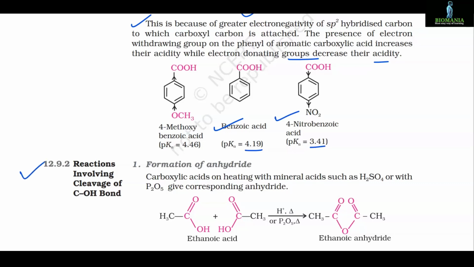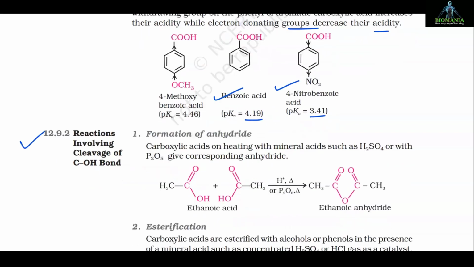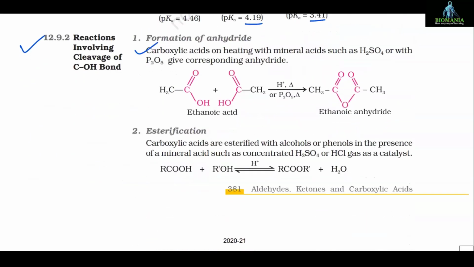Now 12.9.2, reactions involving cleavage of C-OH bond. Formation of anhydride. Carboxylic acids on heating with mineral acids such as H2SO4 or with P2O5 give the corresponding anhydride. Ethanoic acid is forming ethanoic anhydride.